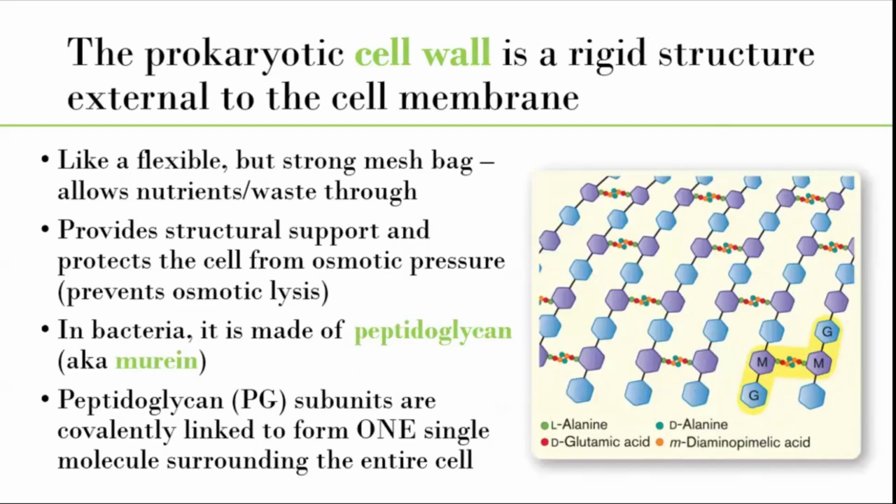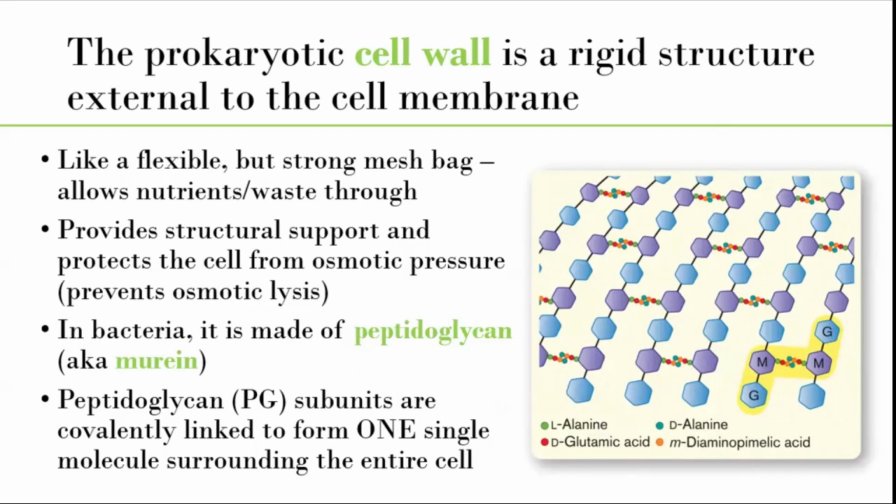So let's talk about the cell wall. This is the key thing that we want to take away from this lecture. It's probably the key thing for the first third of your exam. So the cell wall is very flexible, but also very rigid. And it has a lot of holes in it, so we kind of think of it as a mesh bag.